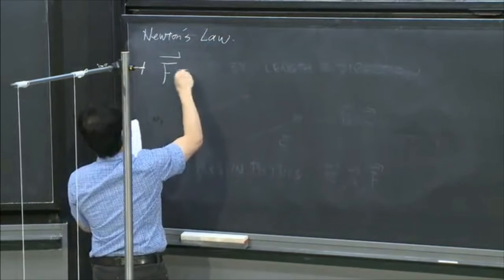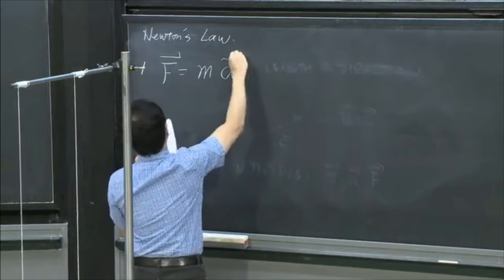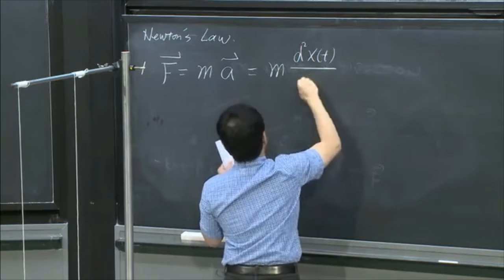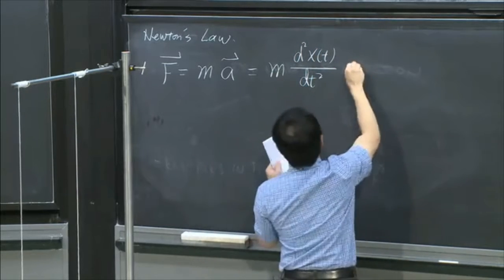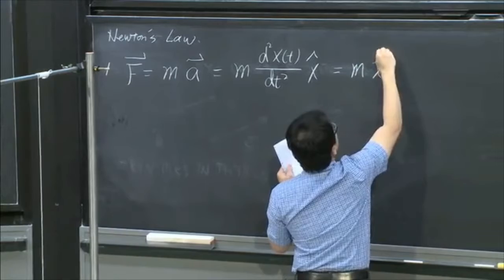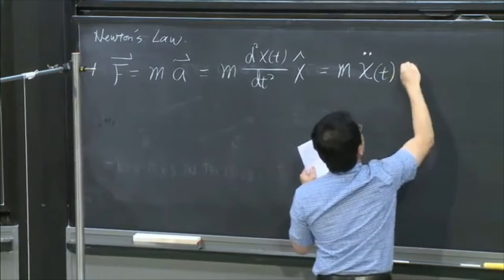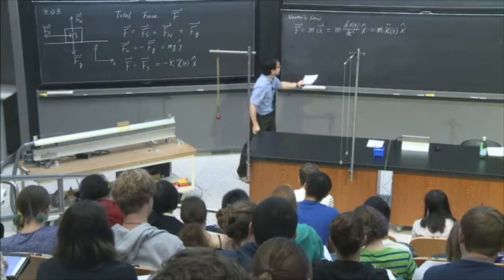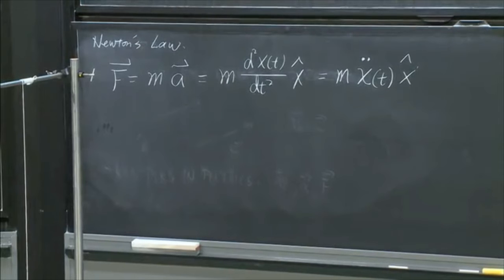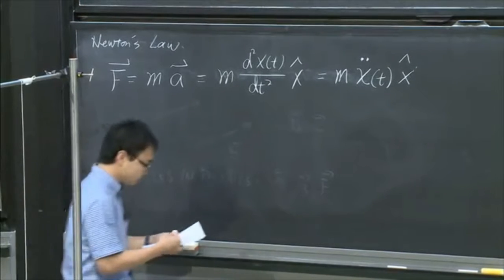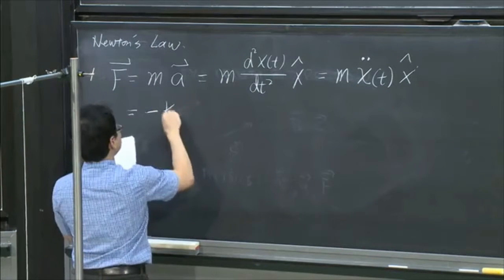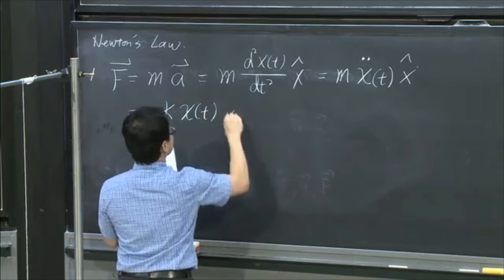So F is equal to m times a, and this is equal to m d squared x(t)/dt squared in the x direction, and that is equal to m x double dot(t) x hat. So here is my notation: I'm going to use the dot to denote differentiation with respect to t. So this is equal to minus k x(t) in the x direction.